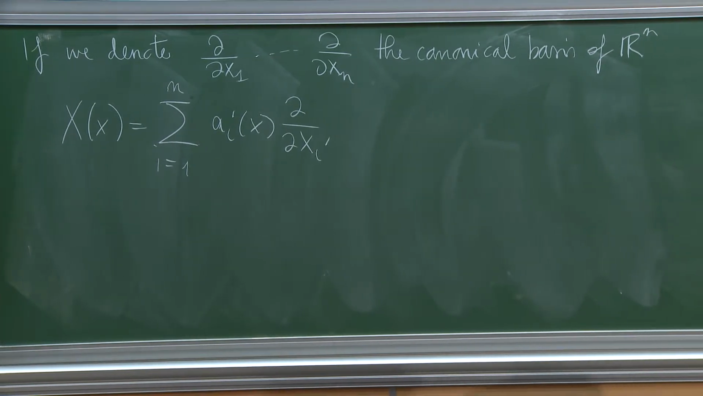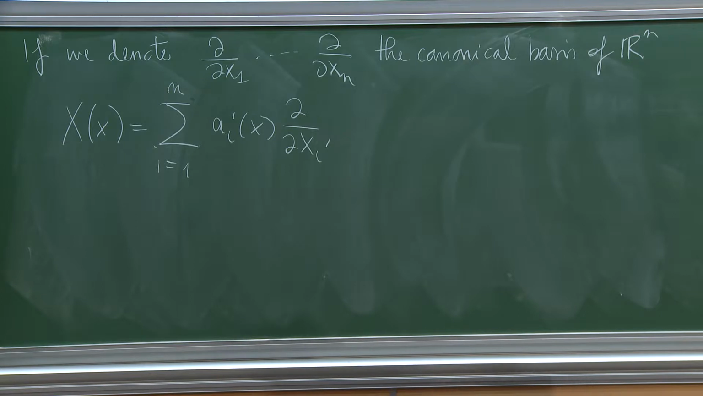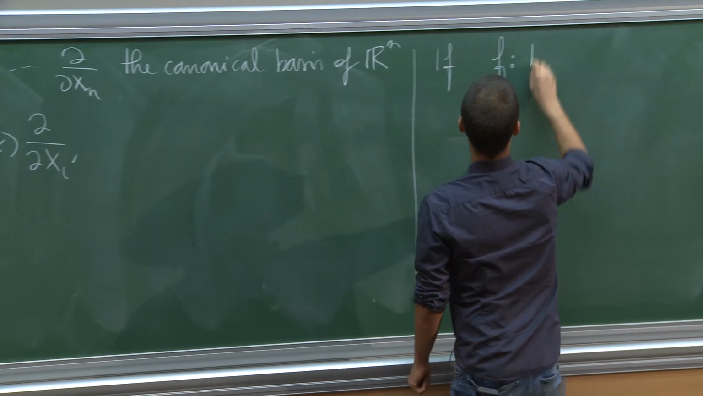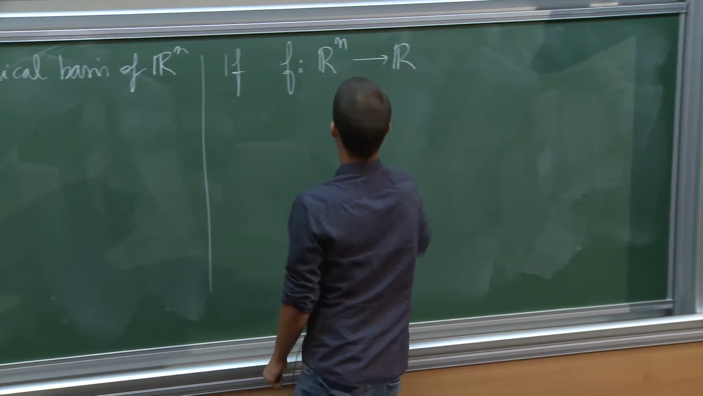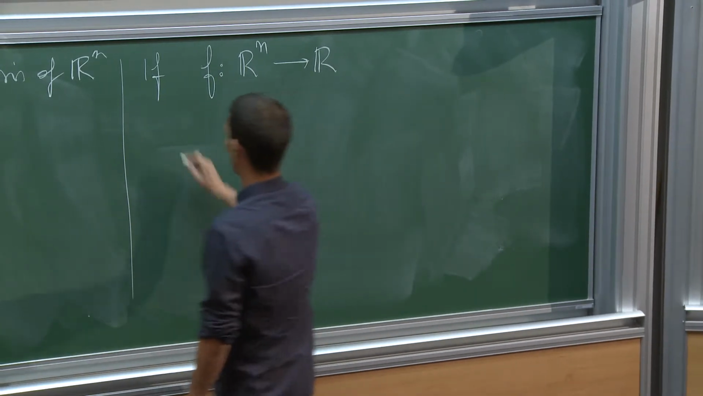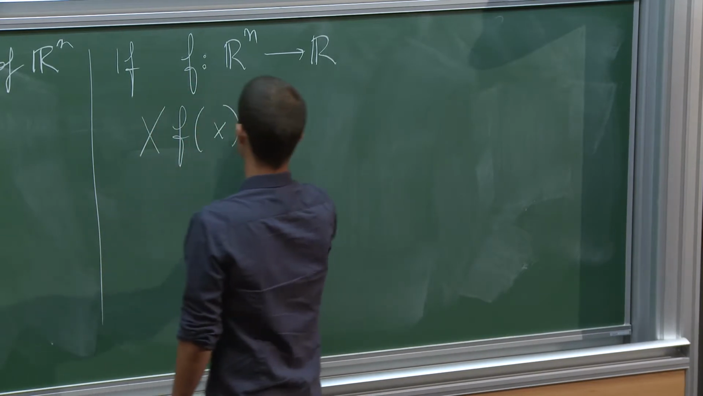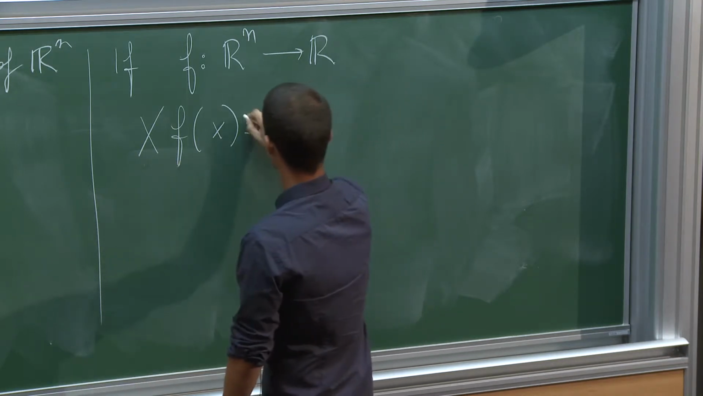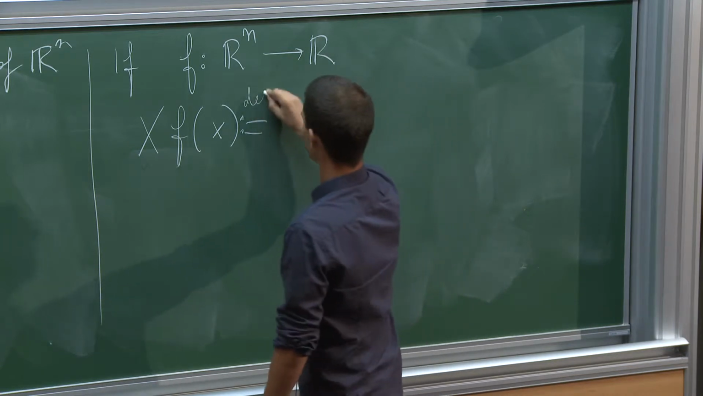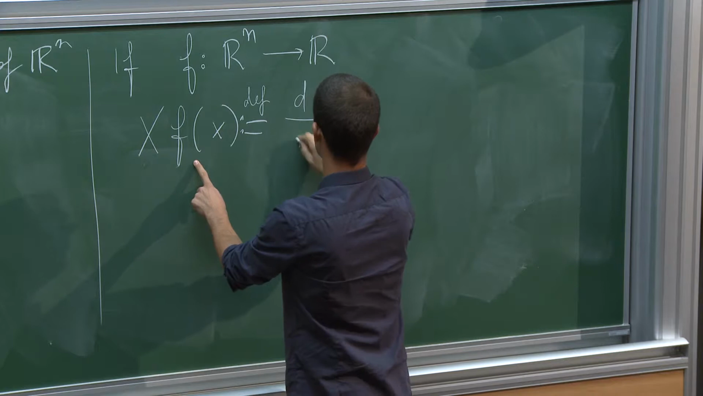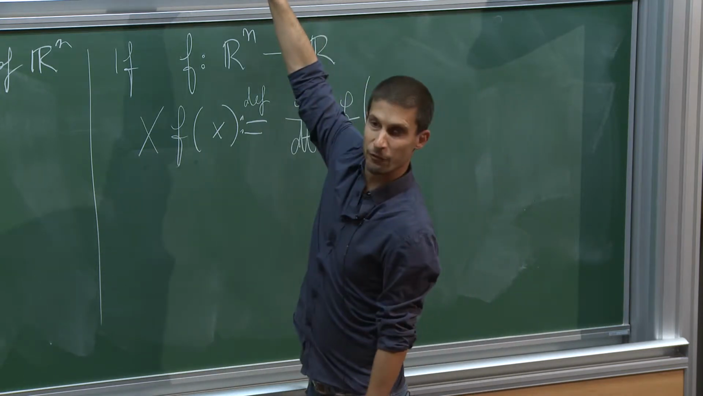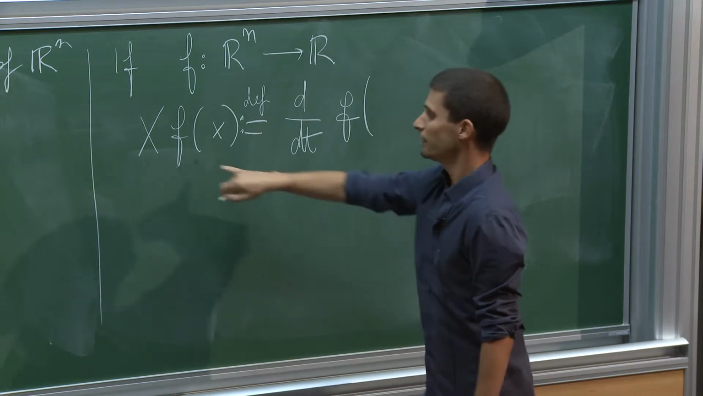And how does the vector field differentiate functions? It is not difficult to understand. So if I take a function f, a scalar function from Rn to R, I can differentiate the function at some point. So this is my vector field that differentiates the function. This is now a definition, if you wish. What is this? It is the derivative of the function f along the flow of x.